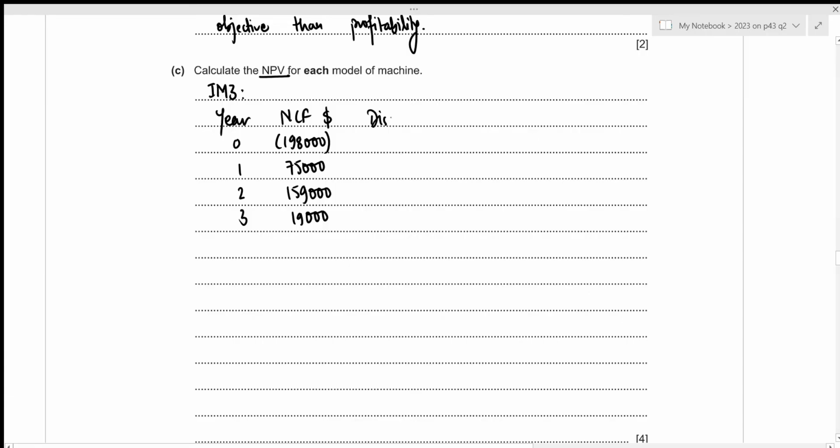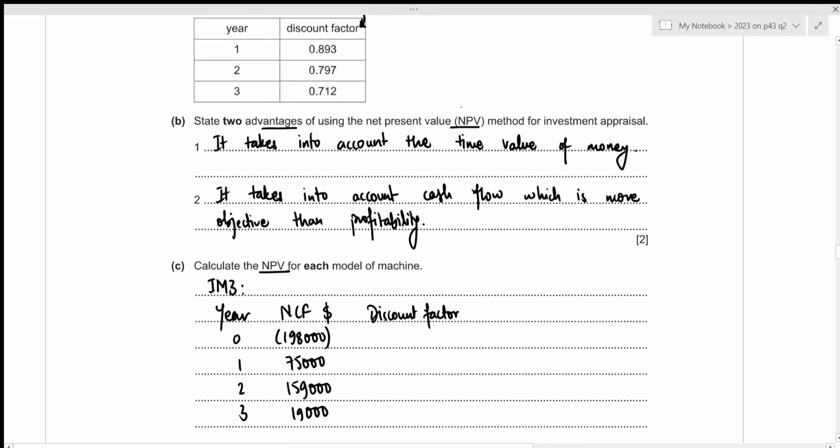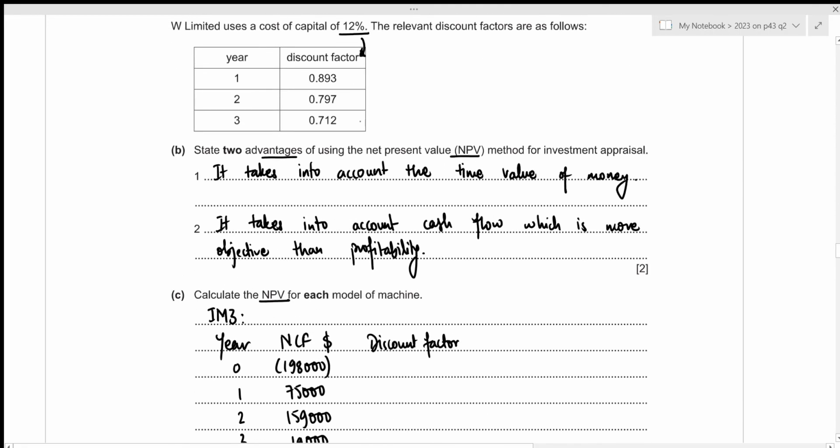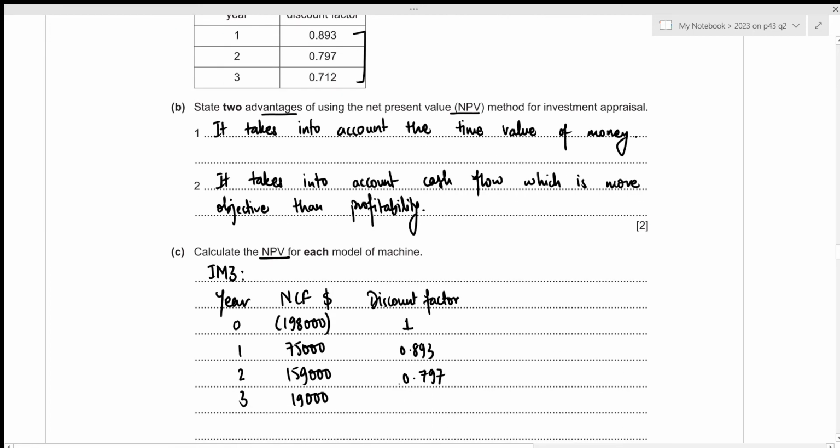Now we need to include the discount factor. And this is the discount factor given for our cost of capital right here. So that will be 1 for year 0. Then we have 0.893, 0.797, and 0.712. Now we can calculate our present values. And present value is calculated by multiplying the net cash flows to the discount factor. So for year 0, it will remain the same at 198,000.